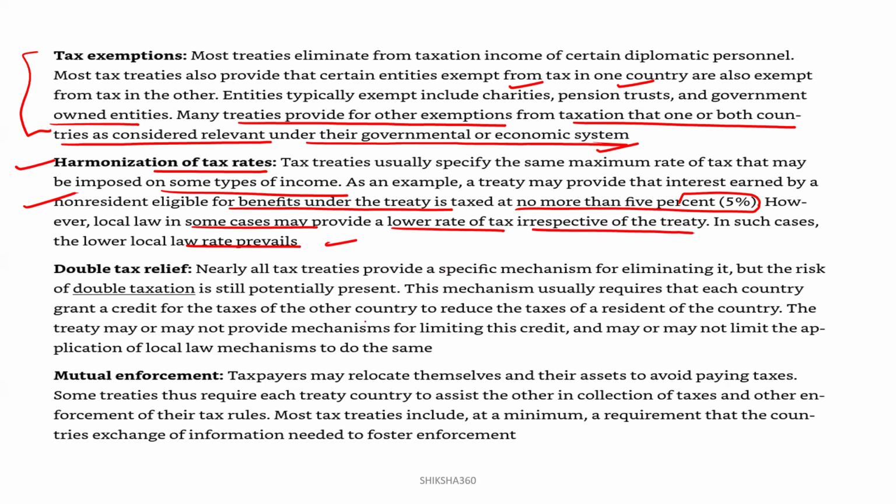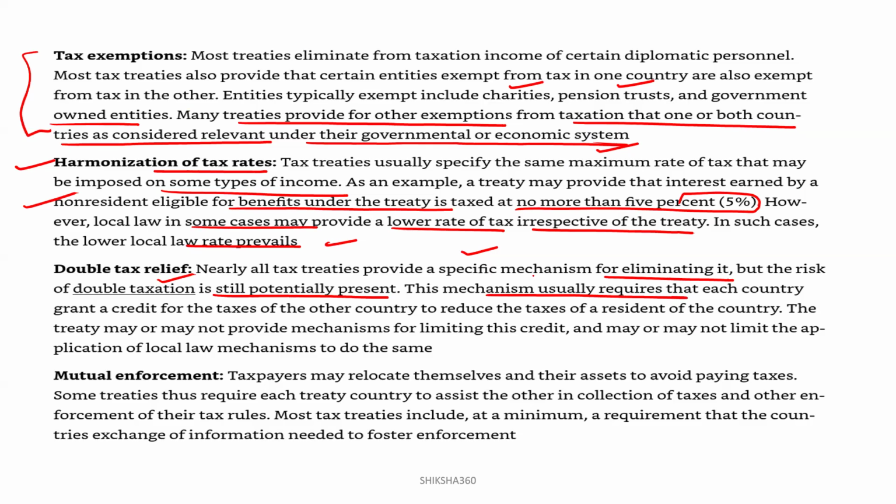Double tax relief. Nearly all tax treaties provide a specific mechanism for eliminating it, but the risk of double taxation is still potentially present. This mechanism usually requires that each country grant a credit for the taxes of the other country to reduce the taxes of a resident of the country. The treaty may or may not provide a mechanism for limiting this credit and may or may not limit the application of local law mechanisms to do the same. Clear, it depends, and they have to take care also.